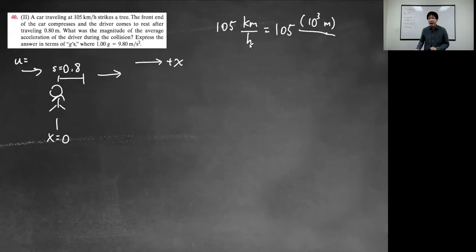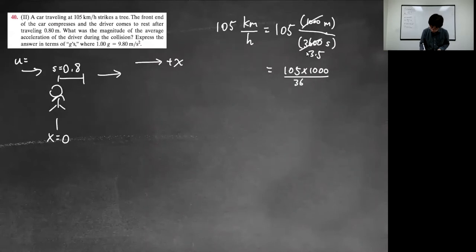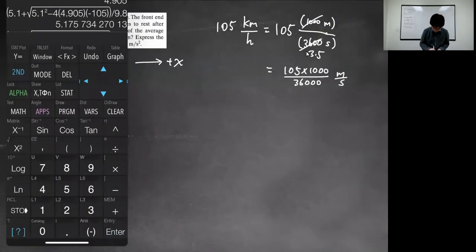And also, how many seconds is in an hour? So there's 60 minutes and then 60 seconds. 60 times 60 is 3,600. So 3,600 seconds. Right. So overall, I get 105 times 1,000. Well, this just simplifies to a 3.6, right, if I divide by that. Or what you can do is just times 1,000, divide by 3,600 meters per second. So that's my preferred way of doing it.